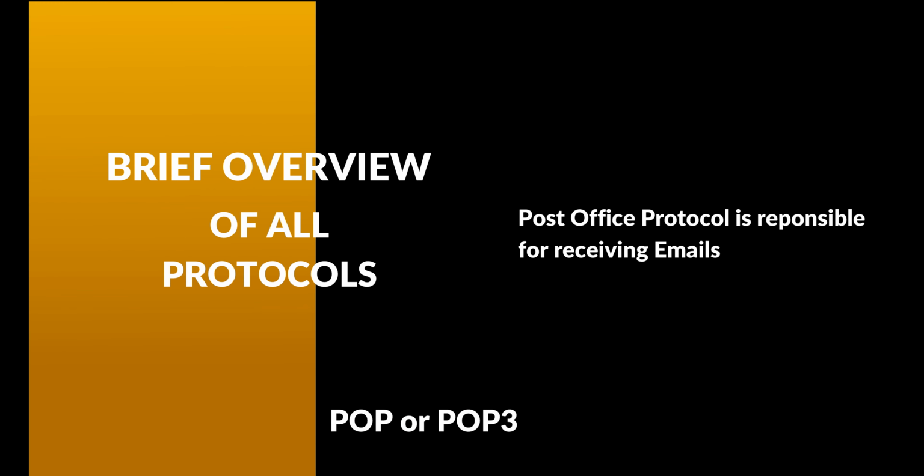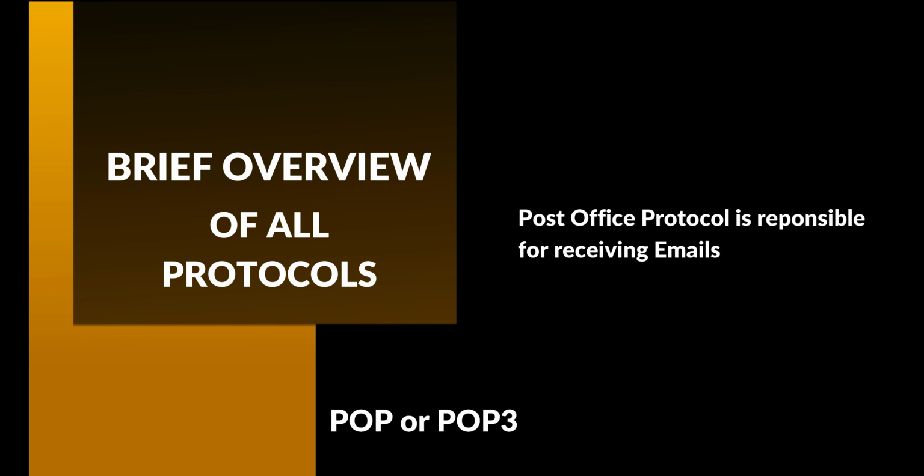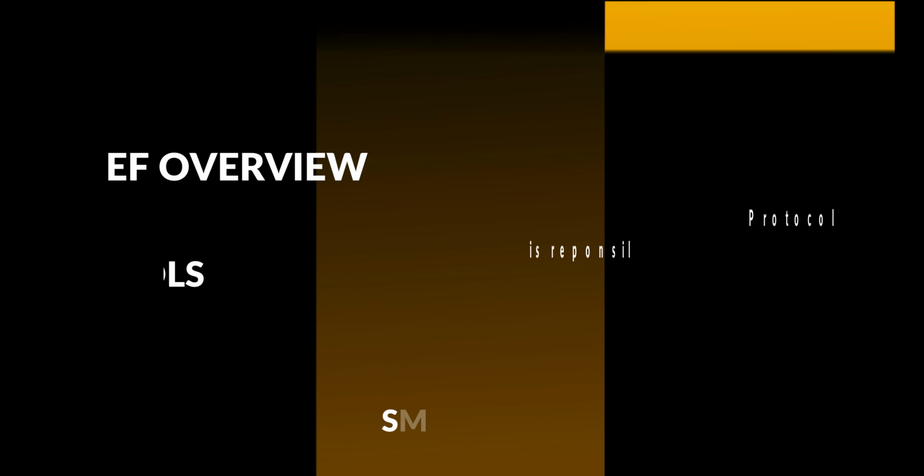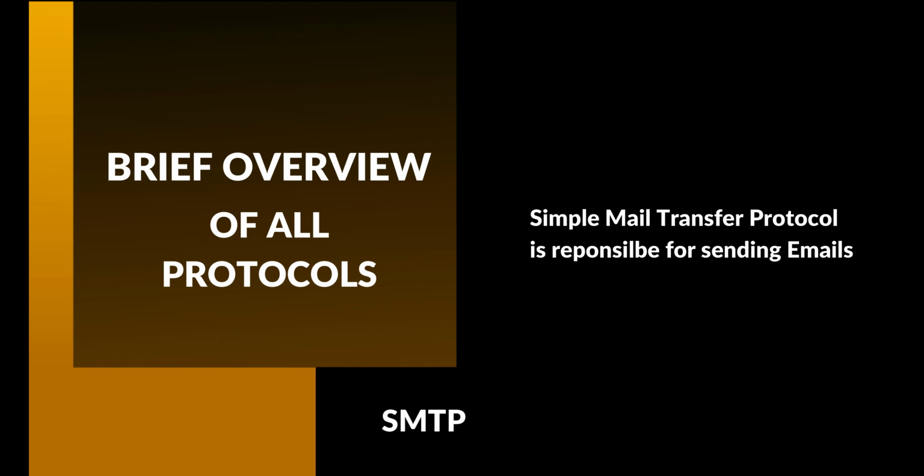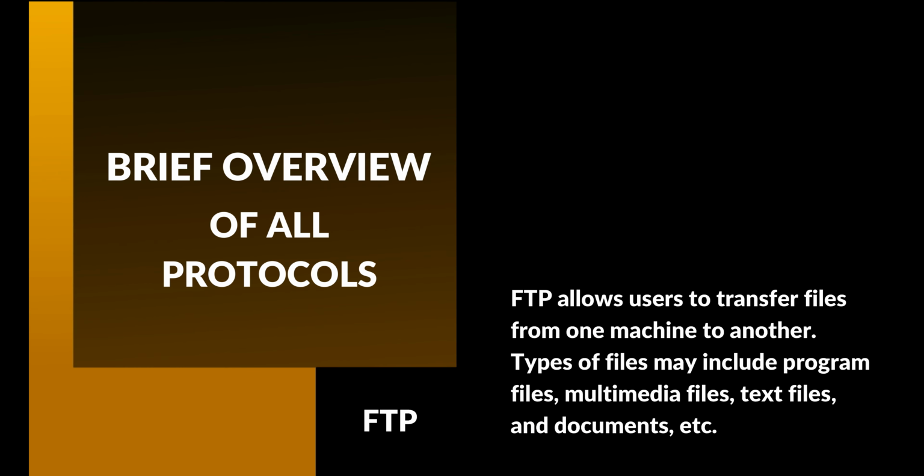Post Office Protocol (POP), or we can name it POP3, is designed for receiving incoming emails. SMTP, Simple Mail Transfer Protocol, is designed to send and distribute outgoing email. File Transfer Protocol (FTP) allows users to transfer files from one machine to another. Types of files may include program files, multimedia, text, documents, and much more.